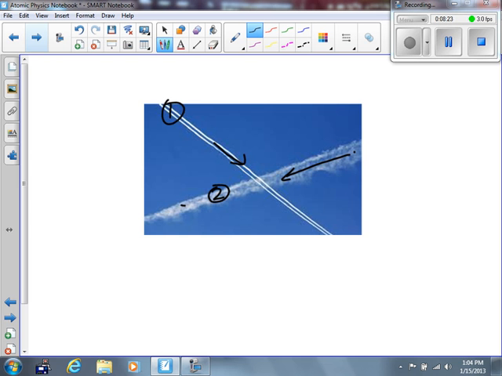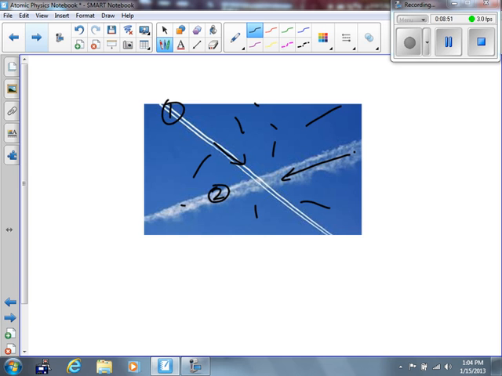We know that they're going not quite perpendicular to each other, but almost perpendicular to each other, right? What else do we know? They're going pretty fast, yeah? We know that they don't collide, right? How do we know that they don't collide? Because it'd be a big condensation trail everywhere here if they collided, yeah?